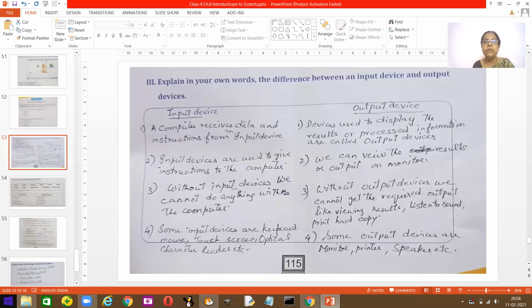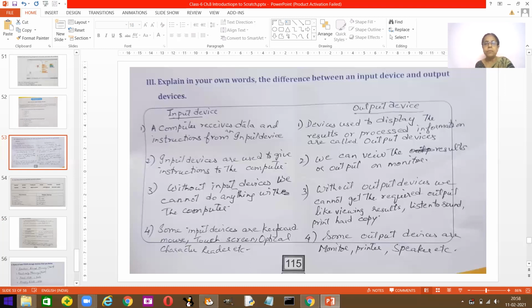Now, without the input devices, we cannot do anything with the computer, because we cannot operate the computer without the input devices. Also, without the output devices, we cannot get the required output or the results. Like, what are the results? You can view the results on the screen or listen to sound if you want to. Sound is one of the output device, and also you can print your information on hard copy. So these are the requirements for output, and you cannot get such outputs without these type of output devices.